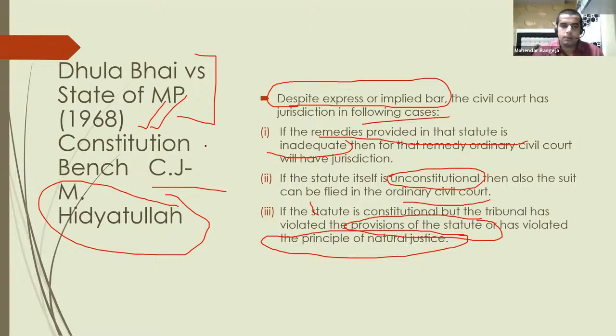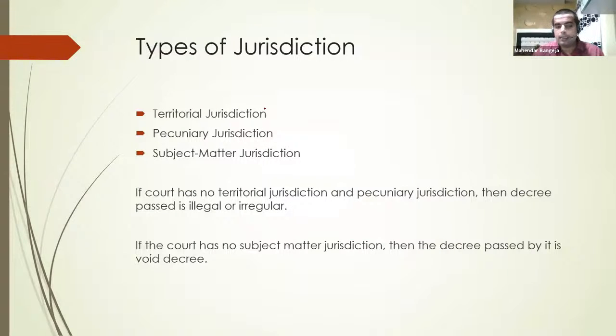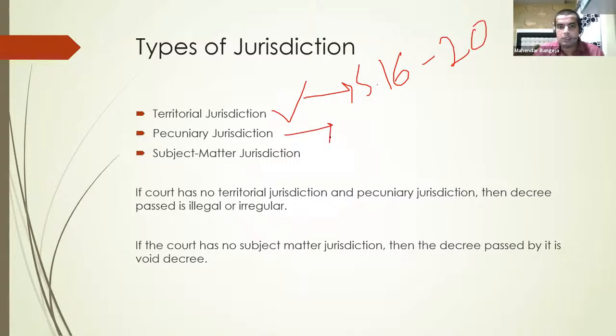Okay. Now, see, basically CPC carves three kinds of jurisdiction. The first is territorial, which has been provided in section 16 to 20. The next is pecuniary. Now, we can infer pecuniary jurisdiction on conjoint reading of section 3, section 6 and section 15. Matlab, don't get scared, we'll be getting there आराम से. And the last is subject matter jurisdiction that we have already covered under section 9.